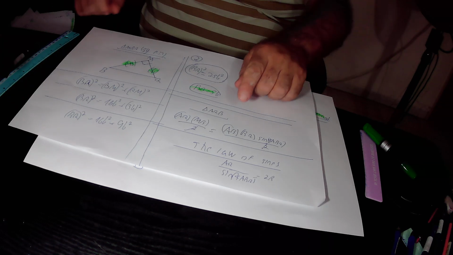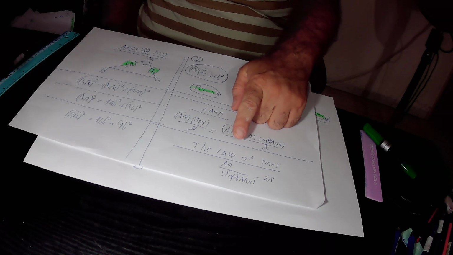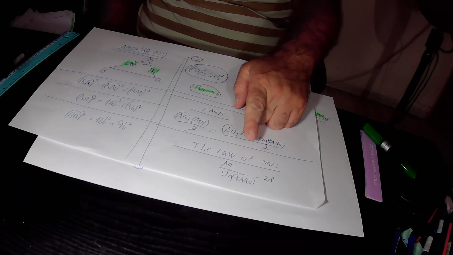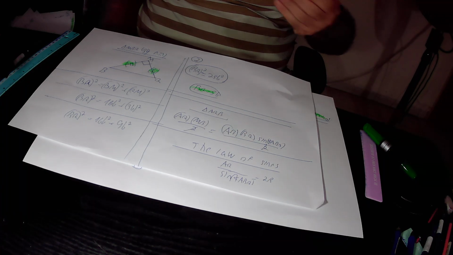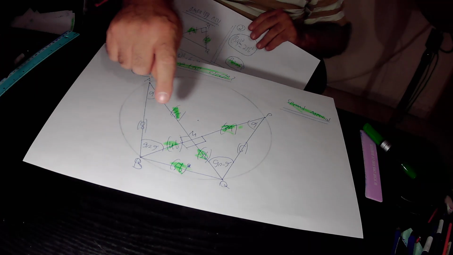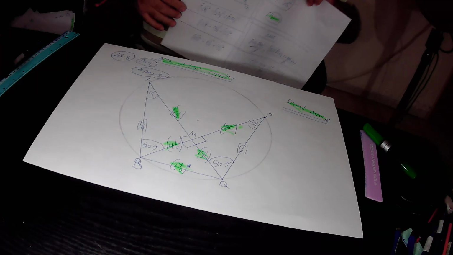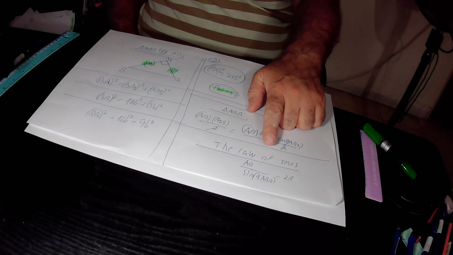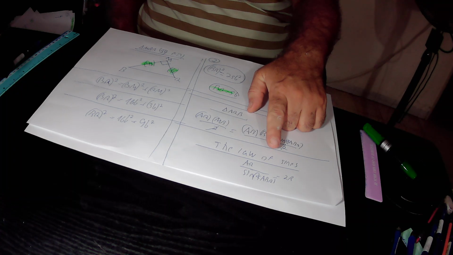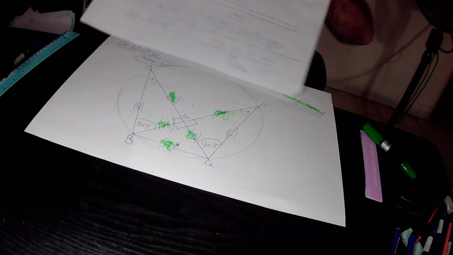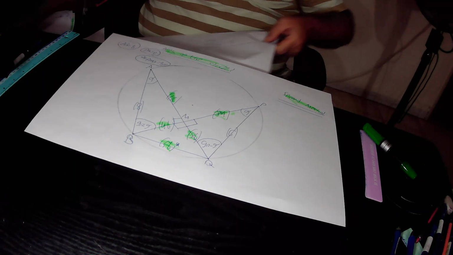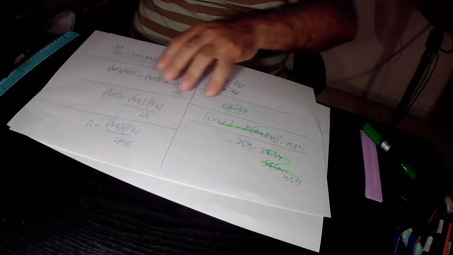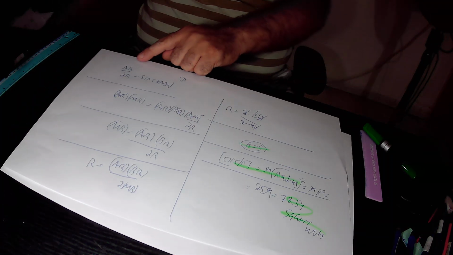Again, according to the law of sines, AQ over sine angle ABQ equals 2R, and 2R is the diameter of this circle that circumscribes triangle ABQ. Here we multiplied this equation by sine angle ABQ, and then divided by 2R in order to find the value of sine angle ABQ. We found that sine angle ABQ equals AQ over 2R.